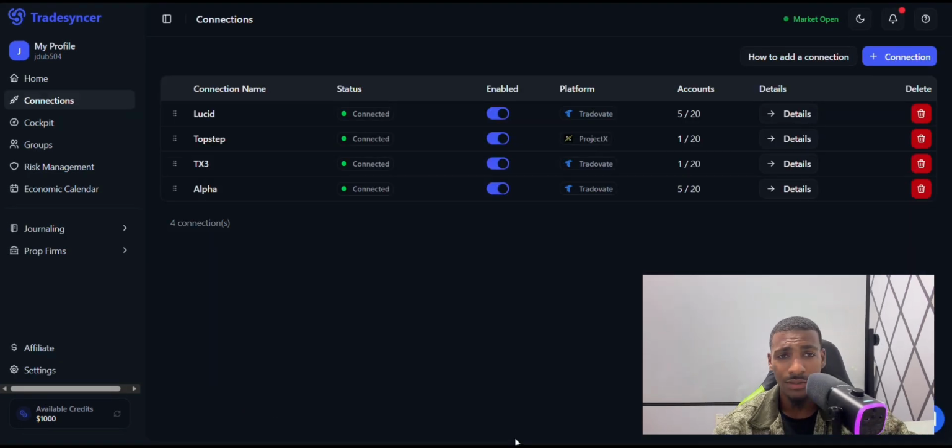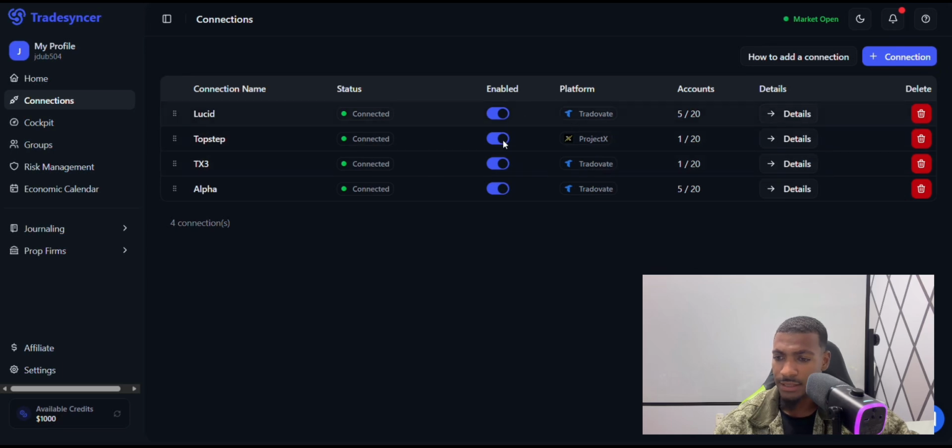Now, when we talk about software, I use Tradesyncer. I like Tradesyncer. Full disclosure, I am affiliated with Tradesyncer now as of literally a couple days ago, but I have been using Tradesyncer for over a year at this point. And as you can see on my screen, right now I'm copying across 4 different firms. I have 12 accounts right here, and then I have 2 more accounts that I trade that are not synced on Tradesyncer.